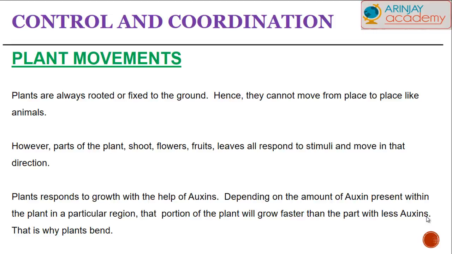Plants respond to growth with the help of auxins. Depending on the amount of auxins present within a particular region of the plant, that portion of the plant will grow faster than the portion that has less auxins. That's the reason why plants have the tendency to bend.